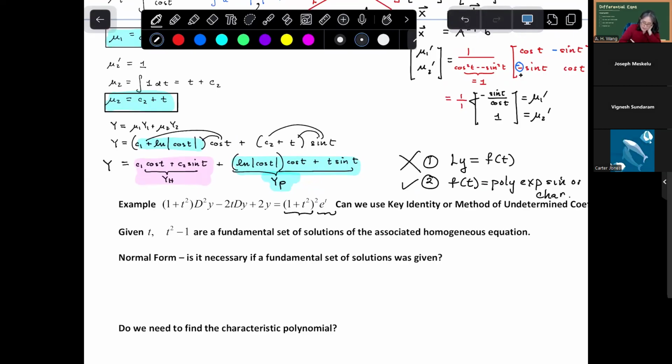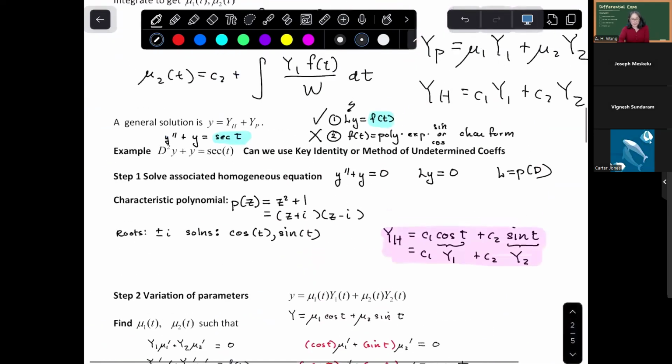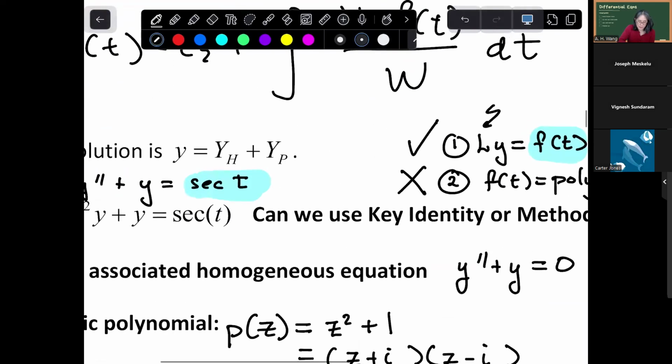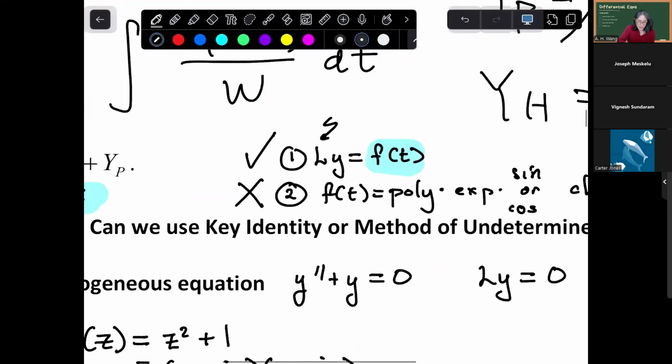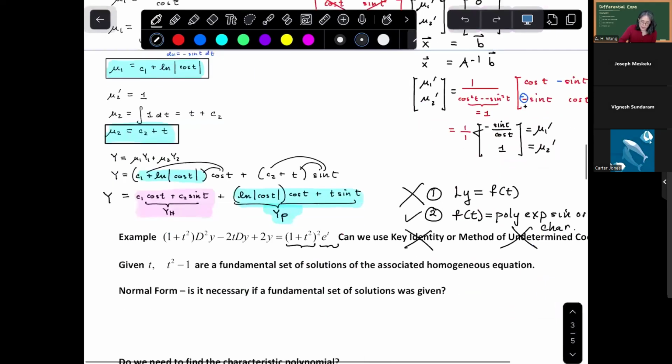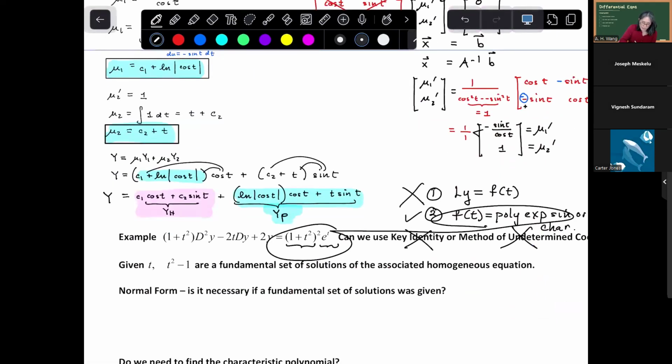No, it's not constant coefficient. So because of that, you can't do these methods. Contrast it with this. Here we had L, it was constant coefficient, but we had secant right here. So that didn't work. The f of t did not work right here, but over here, the f of t did work. But remember, look at these. You can see that it's not L, it's L of t.